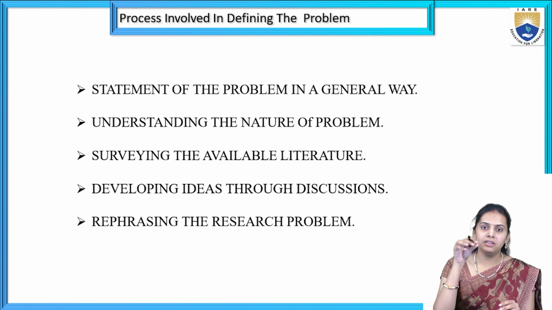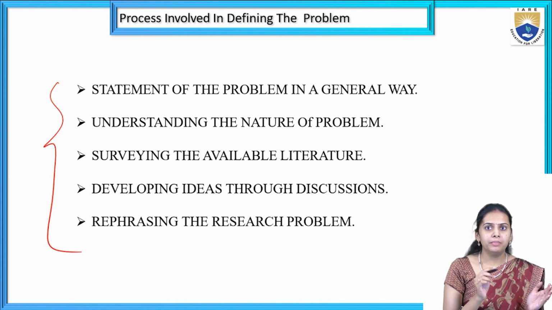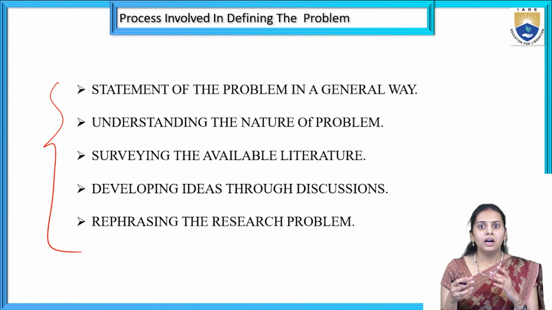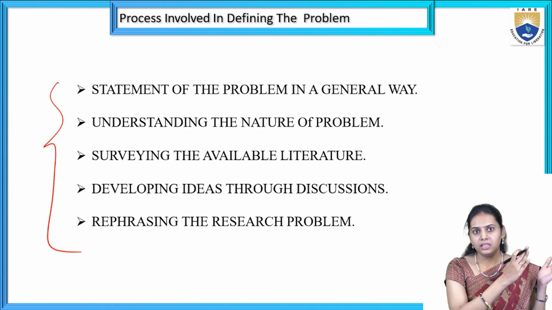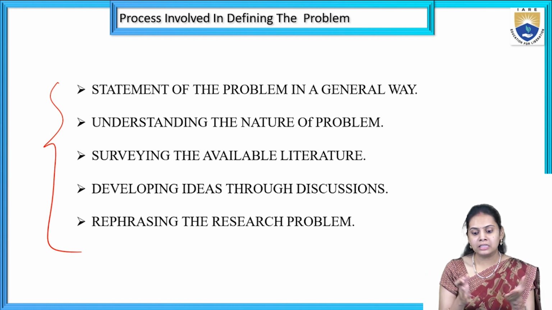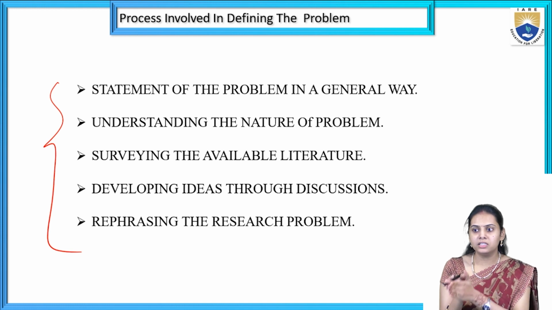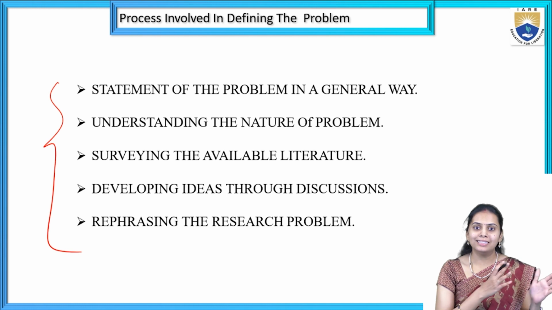For the process involved in defining problems, these are the key points. Like, the first is the statement of the problem in a general way, then understanding the nature of the problem. When we are clear about our problem statement, understanding the nature of the problem is easy. And surveying the available literature. It means on our problem statement, what the literature study so far is and what other researchers have discussed about the same problem statement to date. And the third one is surveying the available literature, which covers the maximum part of the literature study.